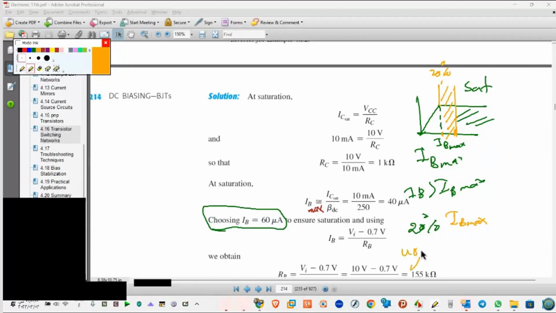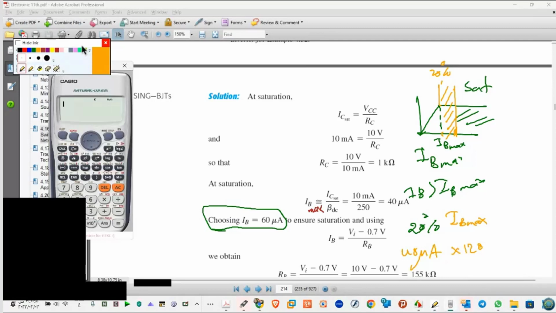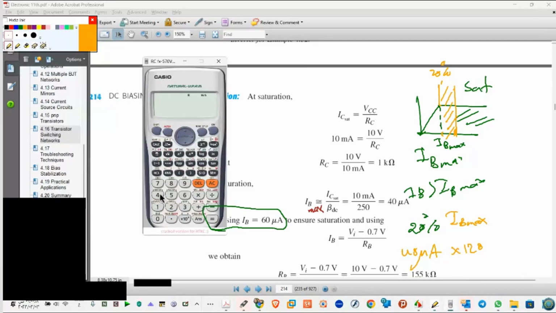So if I have 40 microampere, I will multiply by 120 over 100. Let's use the calculator to find the result. Where's the calculator here? Okay, excuse me. For example, 40 multiplied by 120 over 100 is 48. Here we used more. For example, now 60 divided by 40 is 1.5, that is 150%. Here we used more than a 50% increase.